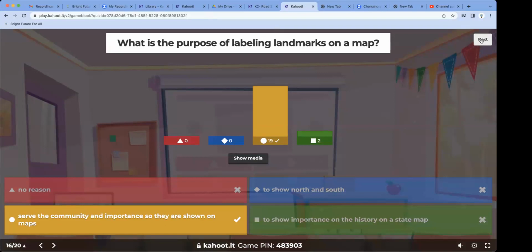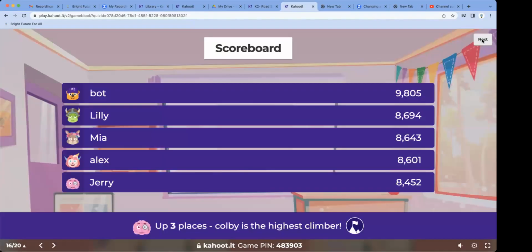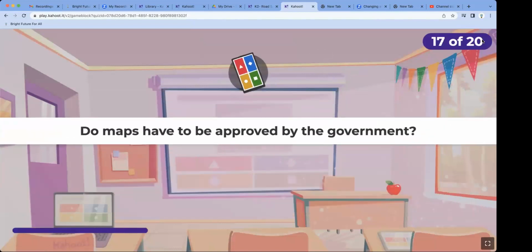Yeah, these just serve the community, and they're very important, so that's why they're shown on the maps, so that people who visit can see it on the maps. Okay, this one is a fun one, I guess.